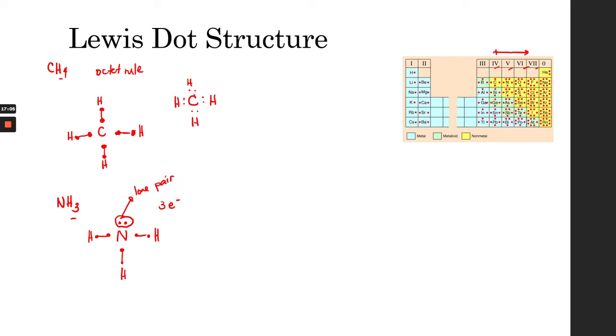It doesn't need to connect. Yeah, but if you count all the electrons that the nitrogen has, 1, 2, 3, 4, 5, 6, 7, 8, the octet rule is satisfied. Therefore, NH3 is actually very stable. So that's how you write the Lewis dot structure.